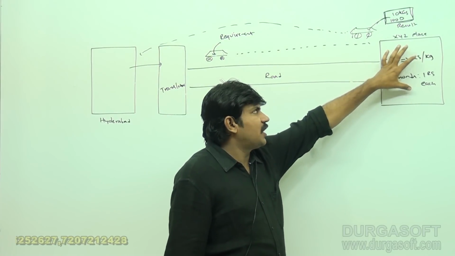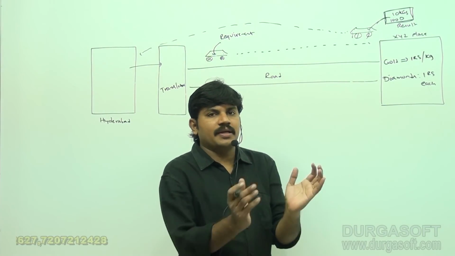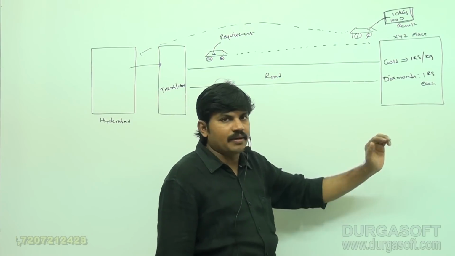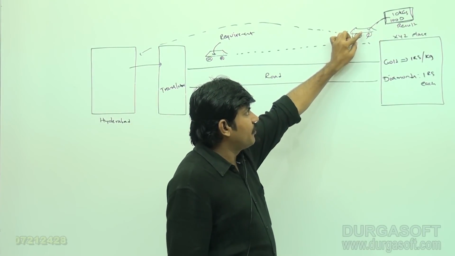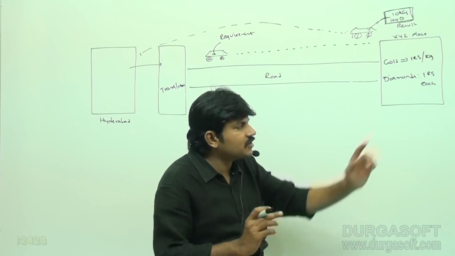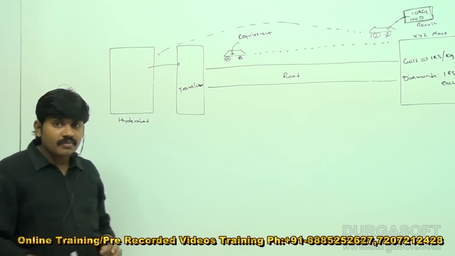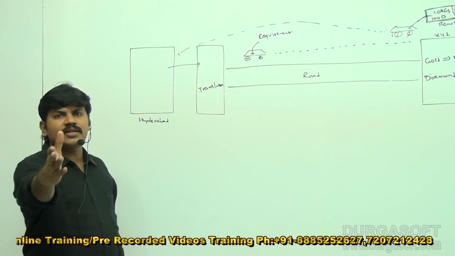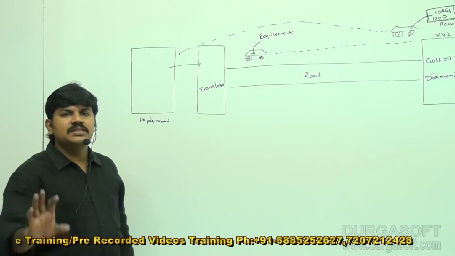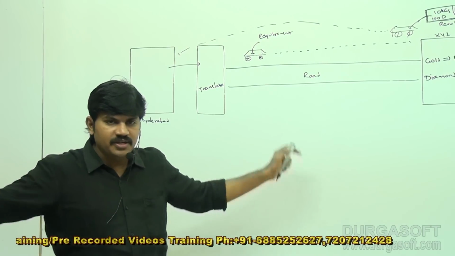Then immediately the people at XYZ place provided 100 kgs gold and 100 diamonds inside a box. They kept that box inside the vehicle. That vehicle reached Hyderabad, right? That's all. If you can understand this story, nothing else is there. Your JDBC concept got completed, sir.